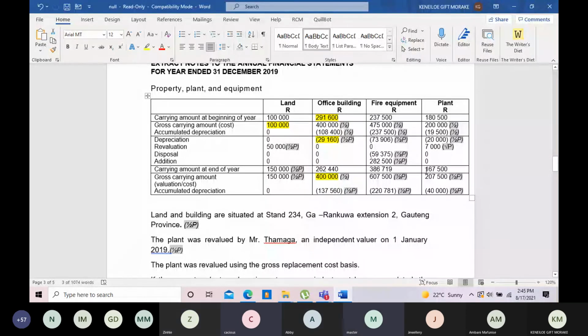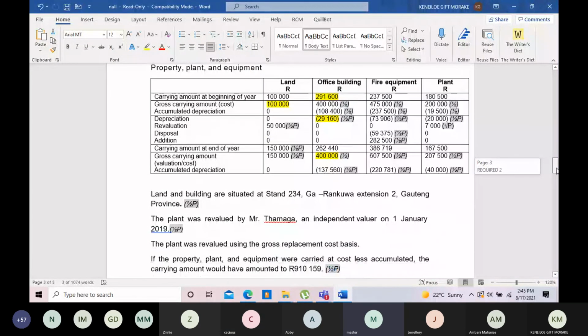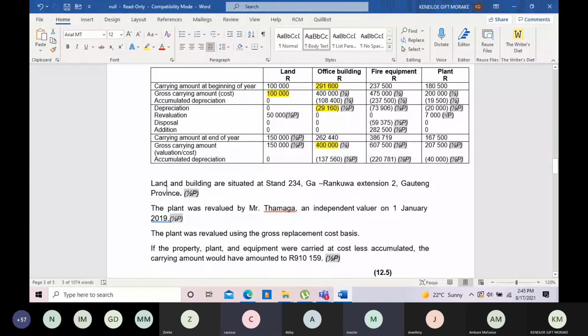Yes. So, under your PPE, this is what you must record. You must write these three sentences here. Land and building is situated at 10234 Karankuwa Extension 2, Gauteng Province. We have a mark for that. It is just a simple copy and paste. Number two, the plant was revalued by so and so, and when.